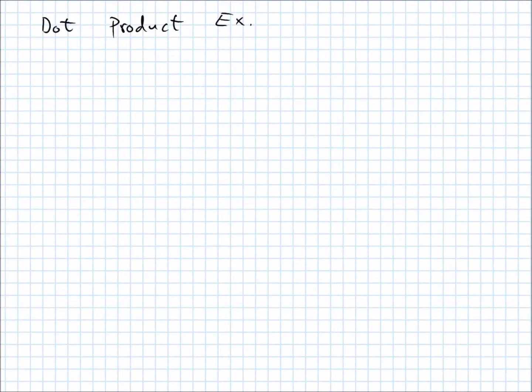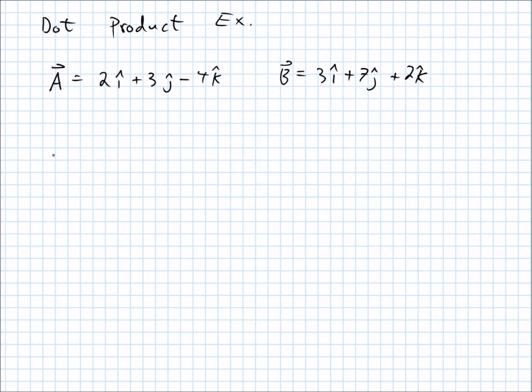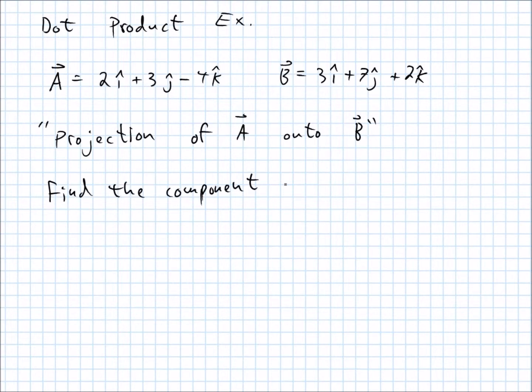So let's do another dot product example problem. One thing that could be asked, more of a math question, but in the spirit of practicing the dot product, someone could give you two vectors, say these, and they could ask you a strange question like, find the projection of A onto B. Or the same question worded differently would say, find the component of A along B, or in the B direction.